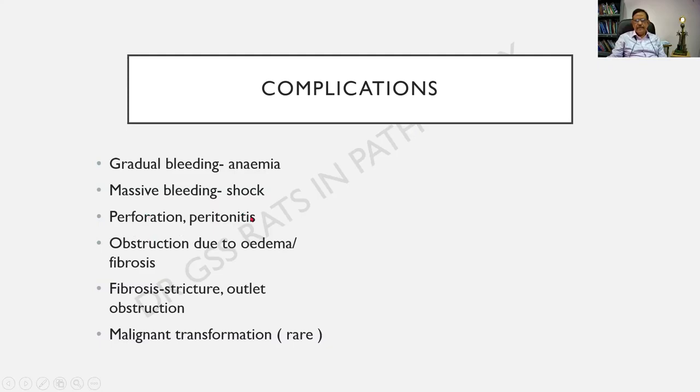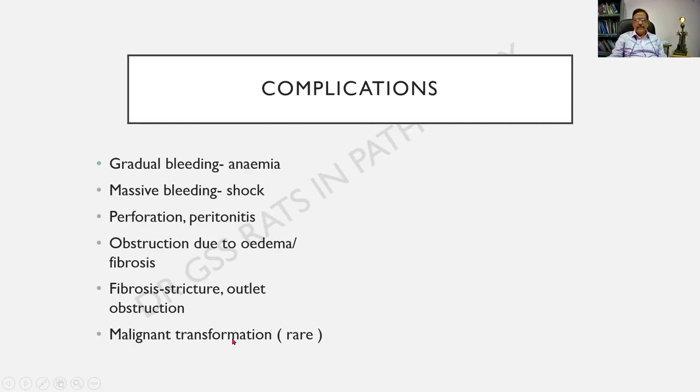And there can be perforation as well as peritonitis. When it goes too deep, it can perforate the entire wall, leading to a peritonitis. Sometimes a shocked patient can even die. Since it is a chronic process, there will be fibrosis, there will be edema, and that can lead to obstruction. And fibrosis leads also to a stricture. Sometimes a surgery has to be done even in this case because of the outlet obstruction.